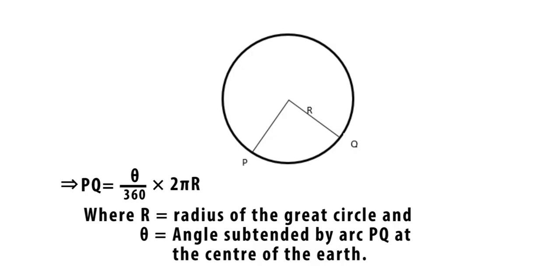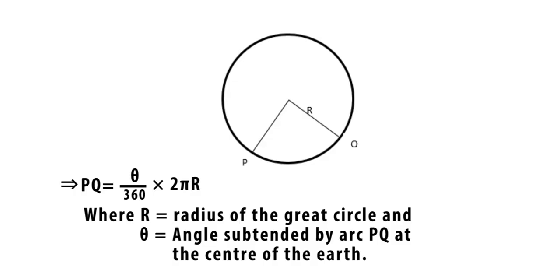From the diagram, you can see that P and Q are on the circumference of the circle. Therefore, the distance between P and Q is an arc. So PQ is equal to theta divided by 360 multiplied by 2 pi r, where r is the radius of the great circle and theta is the angle subtended by arc PQ at the center of the Earth.